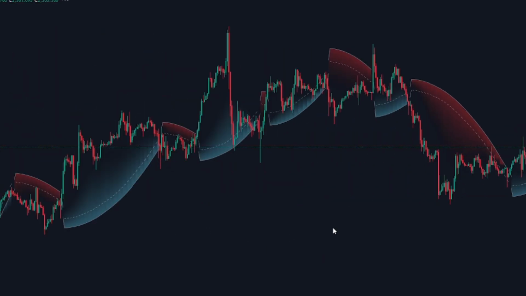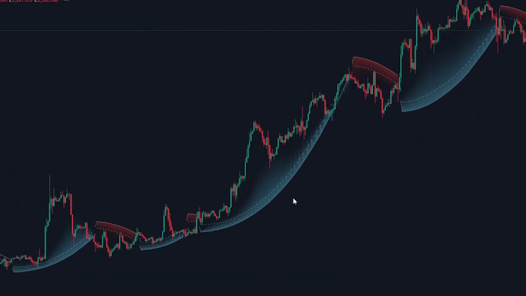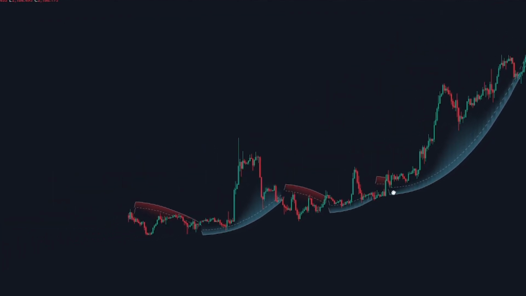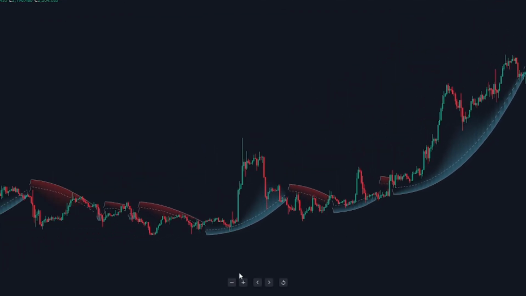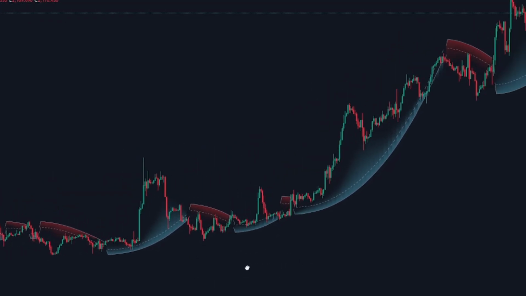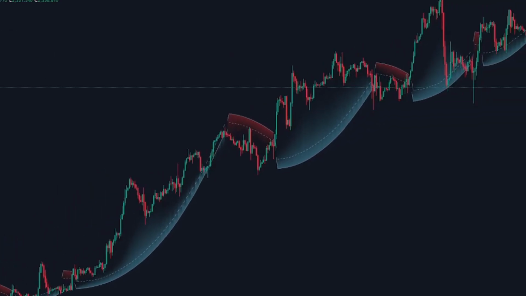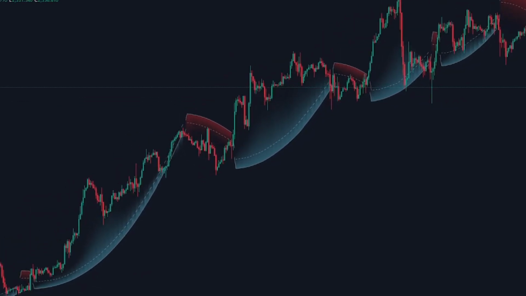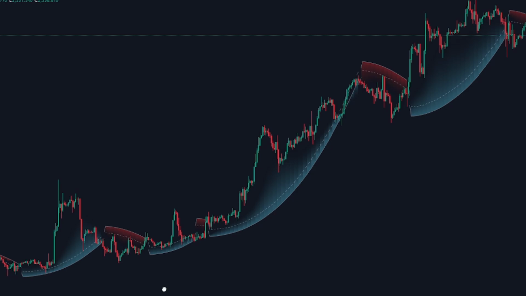These methods are simple, effective, and can help you take more precise trades. And guess what? The second strategy is my personal favorite, so stick around for that. Let's jump into the first one. First up is trading pullbacks, and the best part? You'll only need this one indicator to execute this strategy. Let me walk you through it step by step.